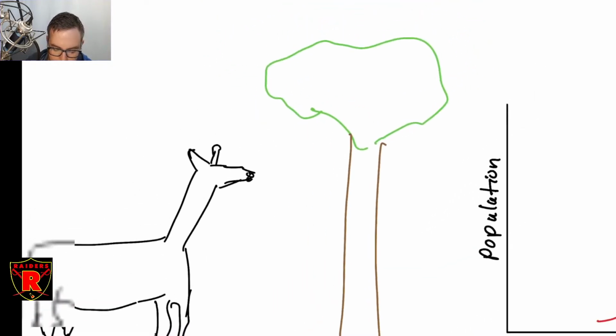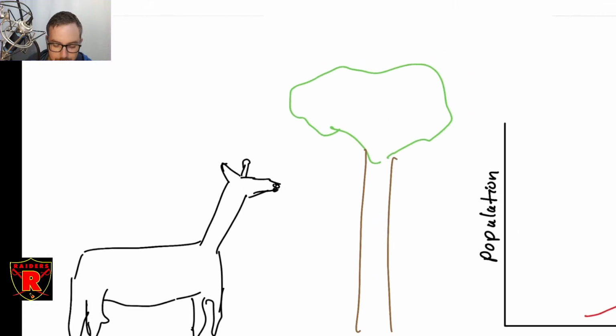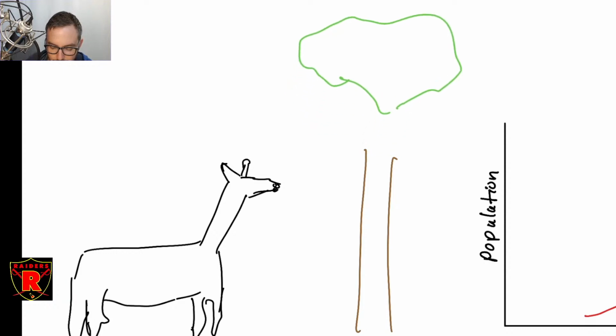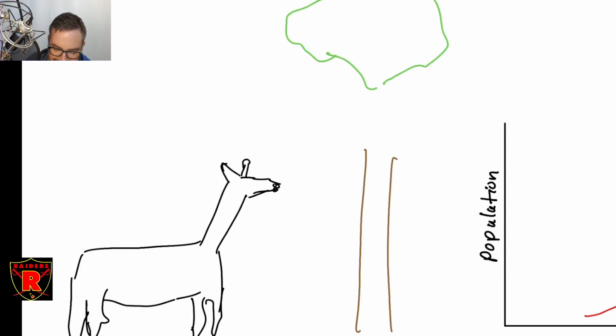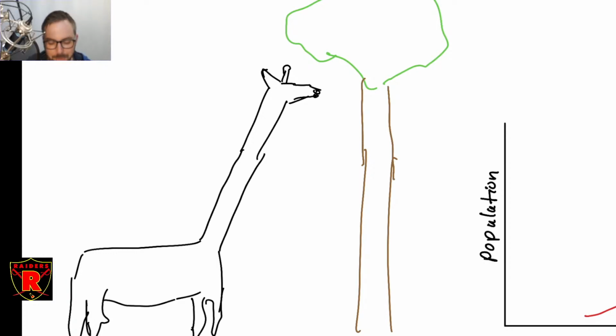So what can happen in nature, and what happened to the giraffe, is that as the giraffe is evolving a longer and longer neck, the acacia tree is also evolving. It's evolving to grow higher because it's trying to avoid its predator that's eating its leaves. So giraffes' necks get a little longer, trees get a little higher, and then eventually you end up with a giraffe with a really long neck in order to reach the acacia tree.